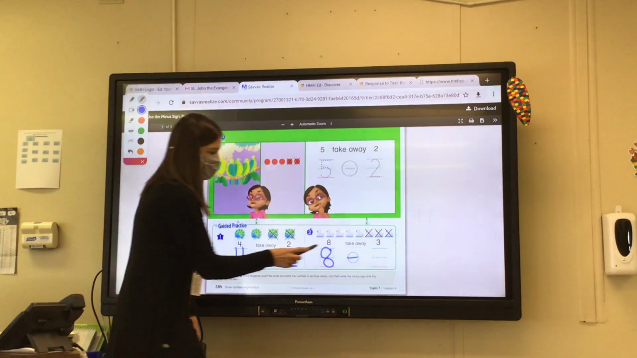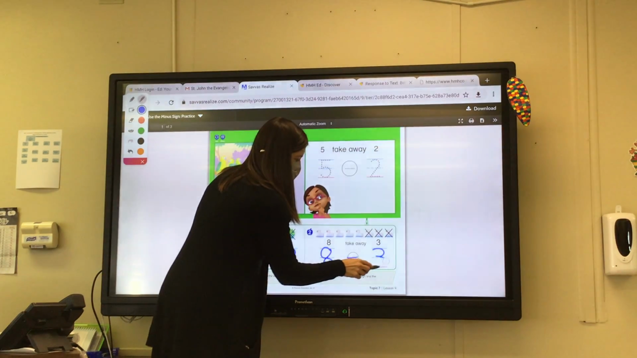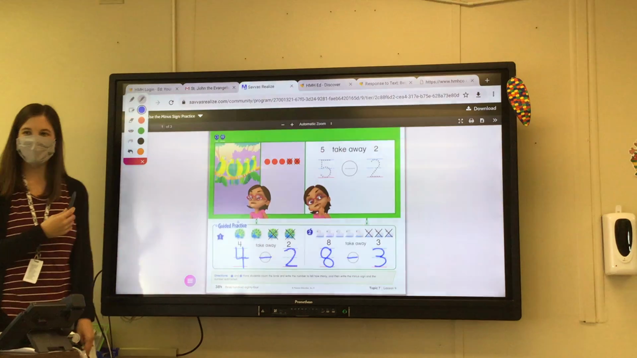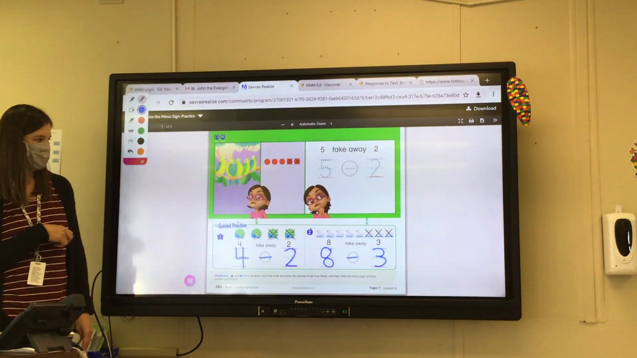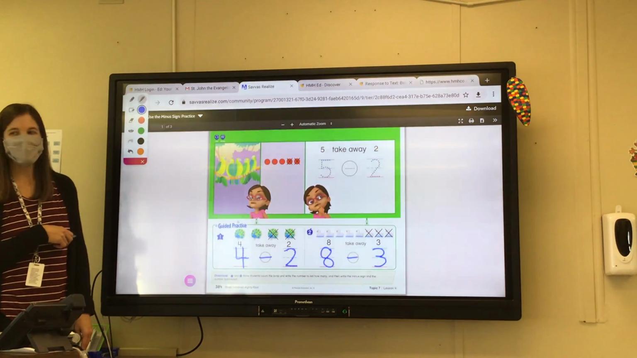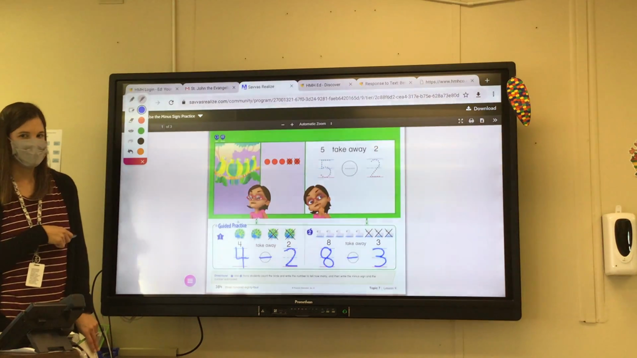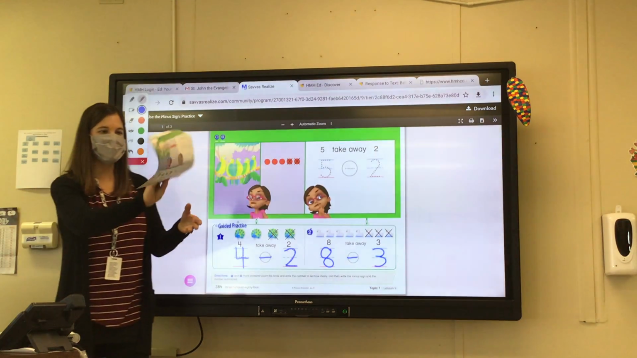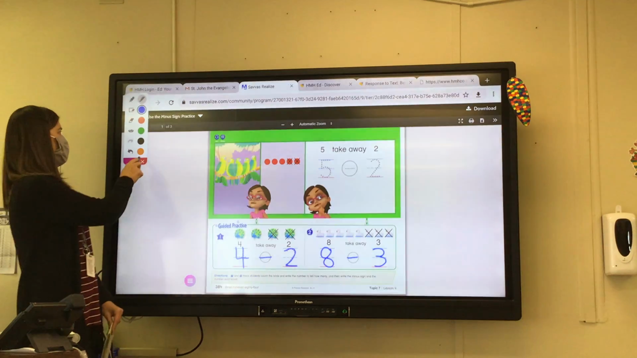Eight minus three. That's how we write the problem. We write the equation. Eight minus three. You're done with that, flip your paper so I know you're ready for number three.